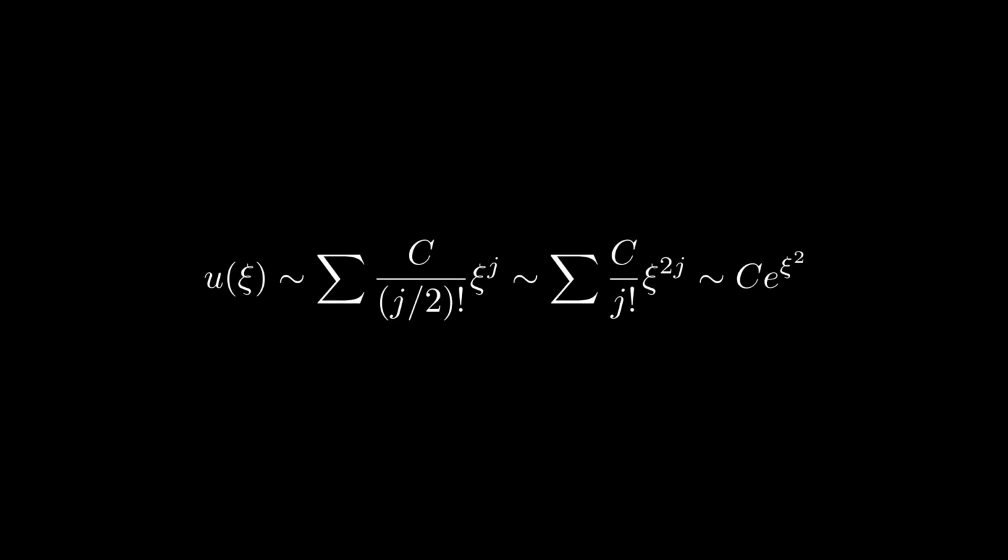Hence, if we allow infinite terms, u of psi will grow as fast as the exponential of psi squared, meaning that our solution will not be normalizable.